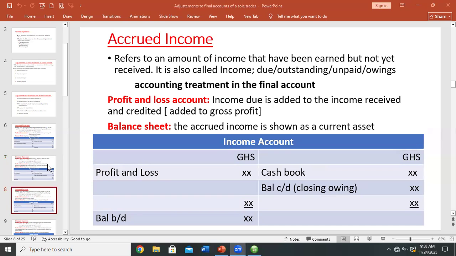Okay, so accrued income refers to an amount of income that has been earned but not yet received. It is also called income due, outstanding, unpaid, and owings.